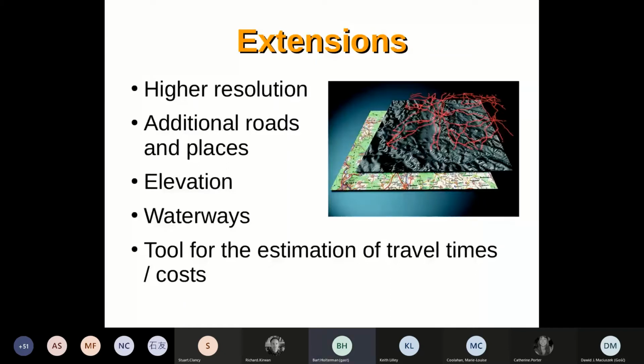And finally, we wanted to provide a tool for the estimation of travel times and/or costs when traveling on pre-modern roads. So that means that we included information, for example, about toll stations where you had to pay toll while traveling from A to B. And also we included a very simple route planner that has some basic estimations of travel times.